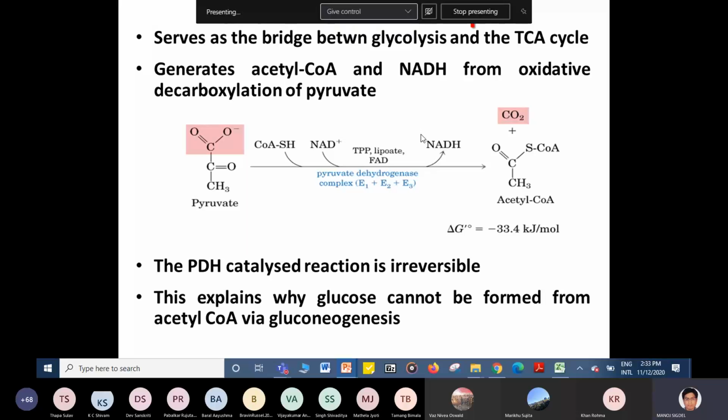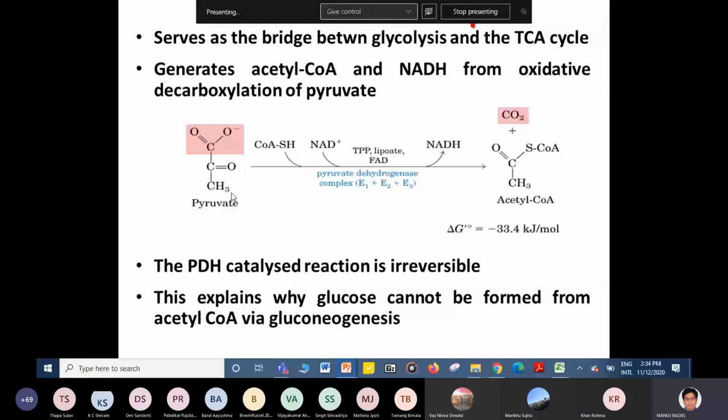Okay, let's see in brief the reaction catalyzed by pyruvate dehydrogenase. This pyruvate dehydrogenase complex serves as a bridge between glycolysis and the TCA cycle, because glycolysis leads to the generation of pyruvate, and pyruvate has to be converted to acetyl coenzyme A to go to the TCA cycle. This generates acetyl coenzyme A and NADH from oxidative decarboxylation of pyruvate.